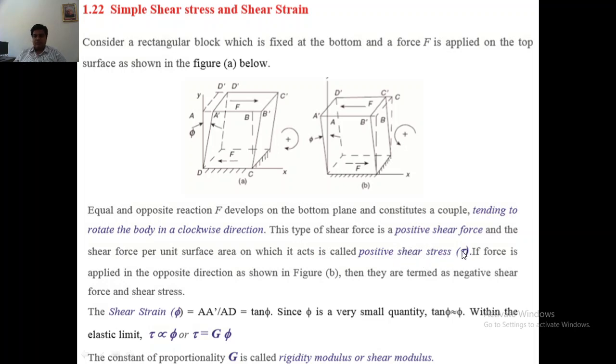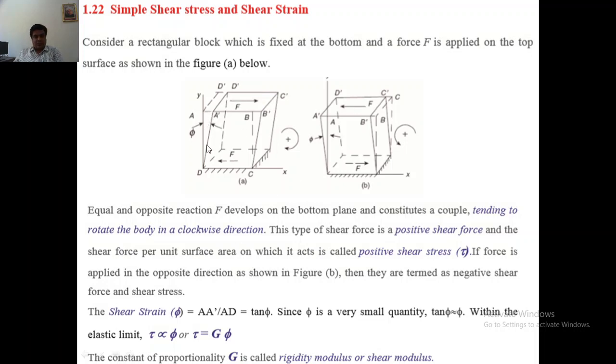So shear stress is designated by the symbol tau, whereas sigma is for normal stress when the load is acting perpendicular to the area. Now the shear force is acting parallel to the area, so that is called as shear stress. So shear stress symbol is tau, whereas normal stress, tensile or compressive, that will be sigma.